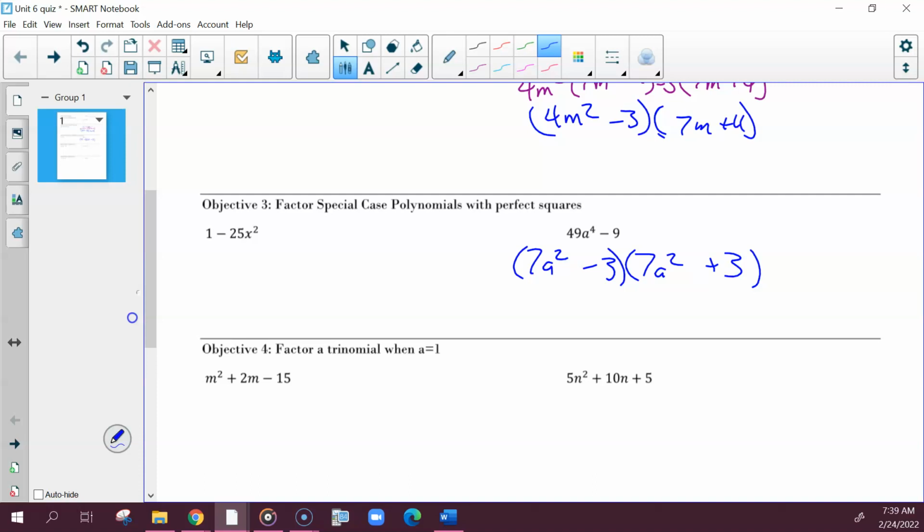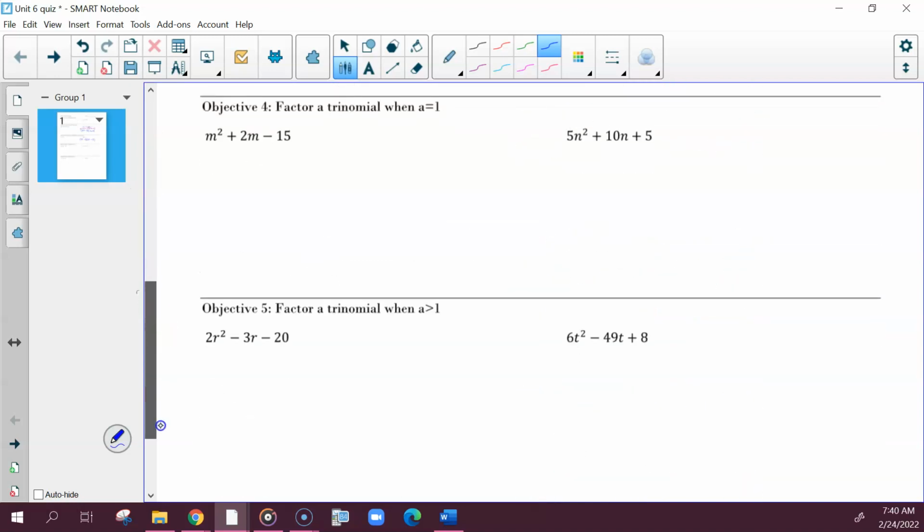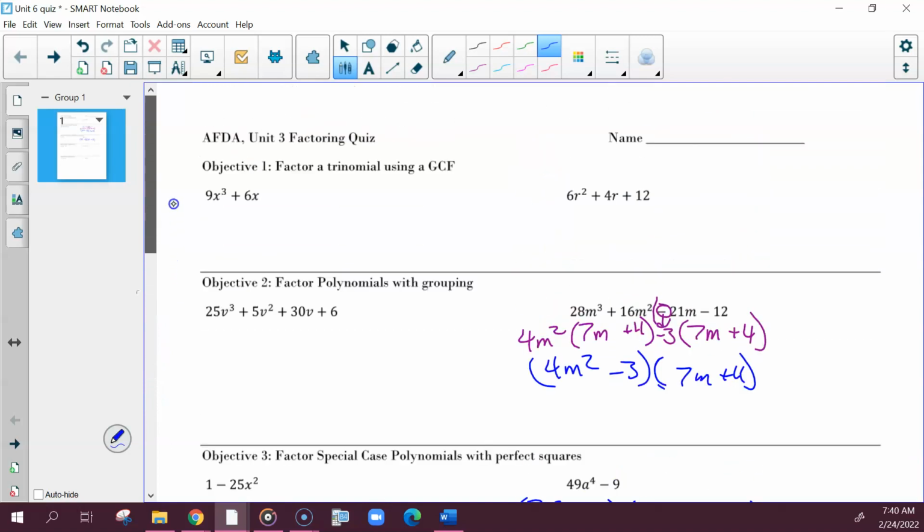Other questions on those 3 sections? No. You're talking about these 2. Yeah, we can worry about those tomorrow. We'll do those tomorrow. Any other questions?